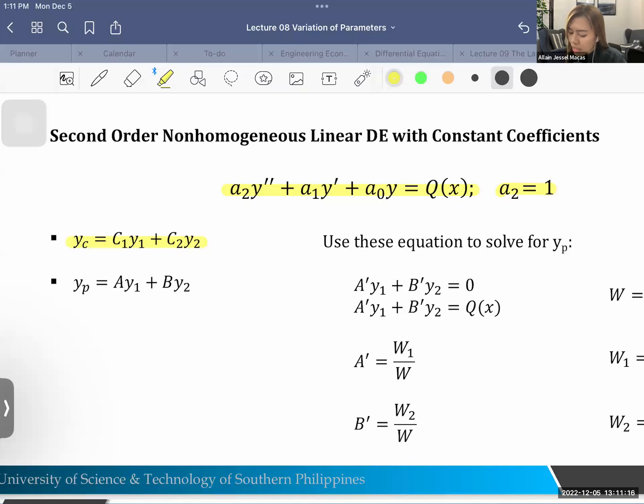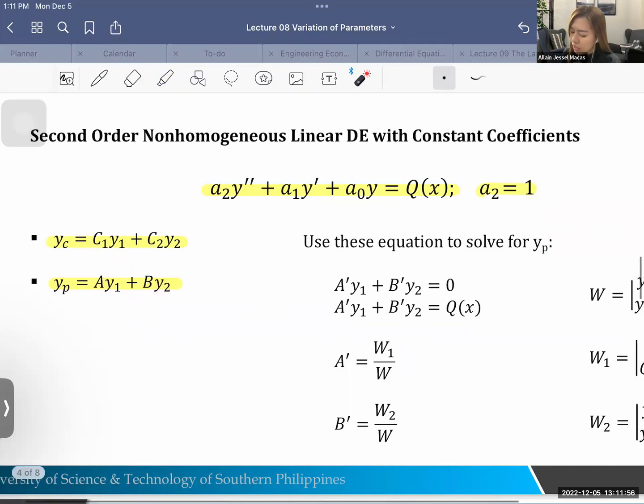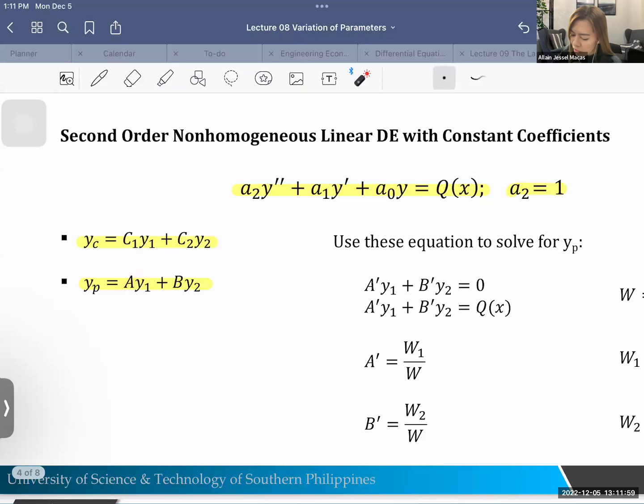Right? Now, for YP, it's different from the method of undetermined coefficients, because the form is always something like this: YP is equal to A, Y1 plus B, Y2. Then you simplify once you get the value of A and the value of B. So after solving for the homogeneous part, you get Y1 and Y2 and multiply them by A for Y1 and B for Y2. Then simplifying that, that's your YP. Now we need to find A and B.